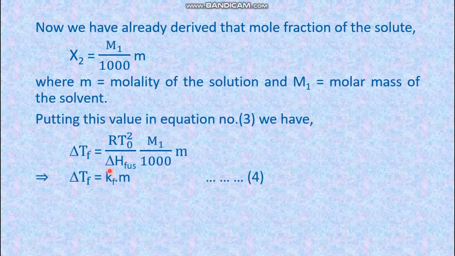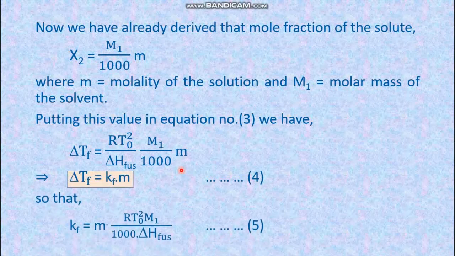So we get the constant Kf. This is known as the cryoscopic constant or the molal freezing point depression constant. And the value of Kf is very simple: this overall term is the value of Kf. So we have the expression of Kf. Before that, we block equation number 4 and express Kf, and then finally block them.